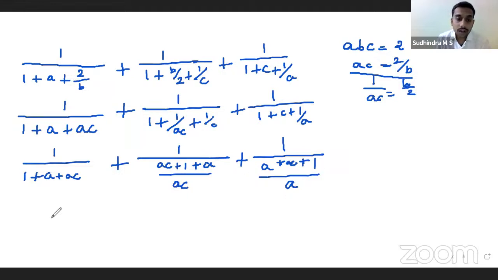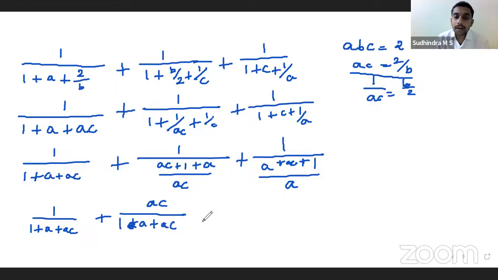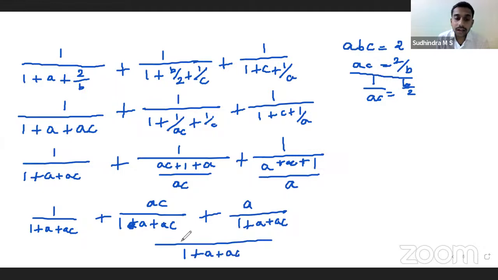So if we do this, we get 1 divided by 1 plus A plus AC, plus AC, bring it to the numerator, AC divided by 1 plus A plus AC, plus A, bring it to the numerator, A divided by 1 plus A plus AC. 1 plus A plus AC is the LCM. You again get 1 plus A plus AC in the numerator. Cancel, 1 is the answer.